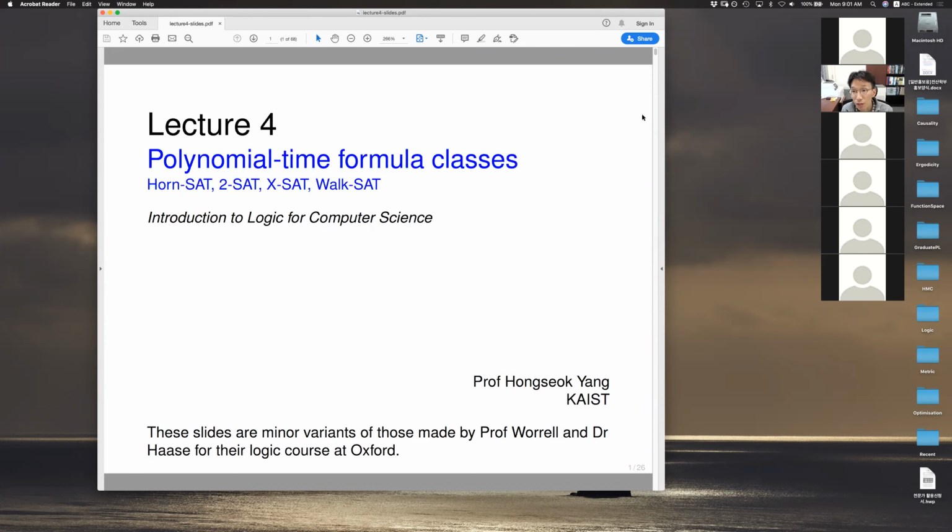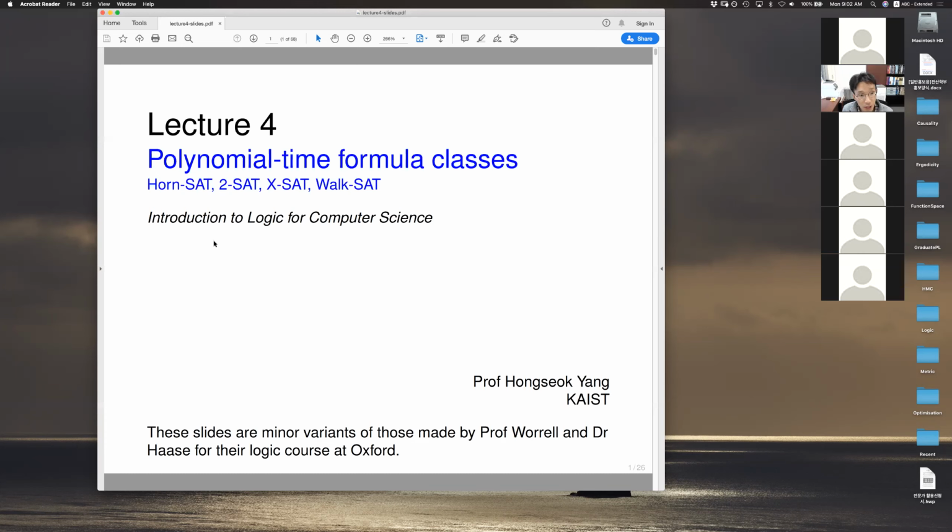So yeah, welcome to lecture 4 of this introduction to logic in computer science. What we were going to cover today is some sub-fragments of propositional logic where we can have efficient polynomial time algorithms. So we will focus on satisfiability problems, but instead of thinking about arbitrary CNF formulas, we're going to look at something called Horn formulas, 2-CNF formulas, XOR-CNF formulas, and so on. And then we will show that for those kinds of formulas, we have polynomial time algorithms.